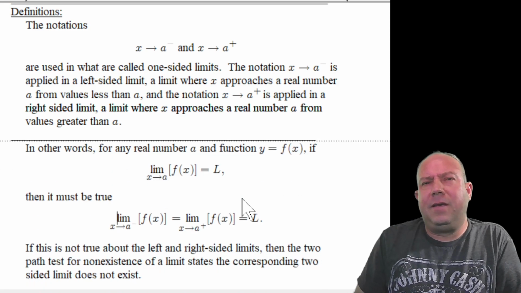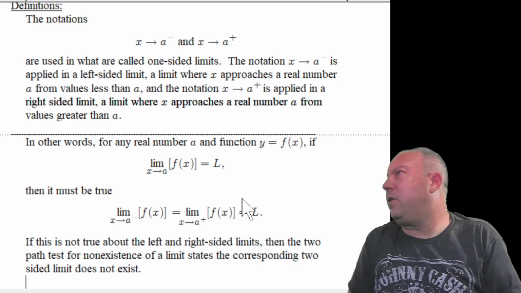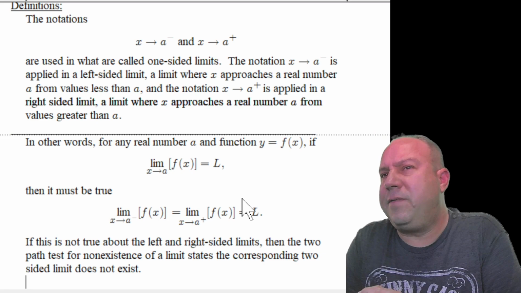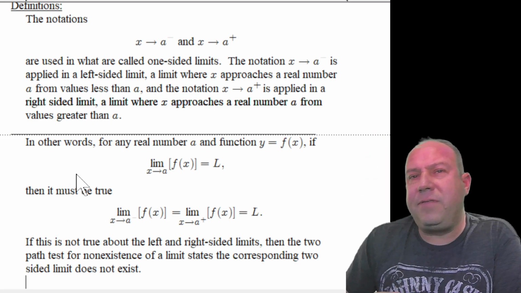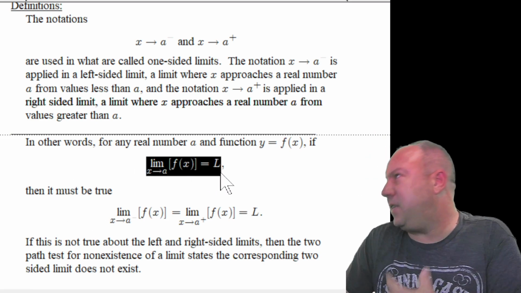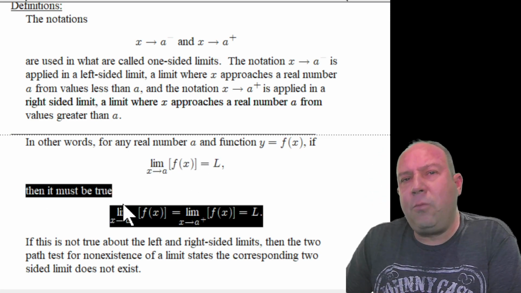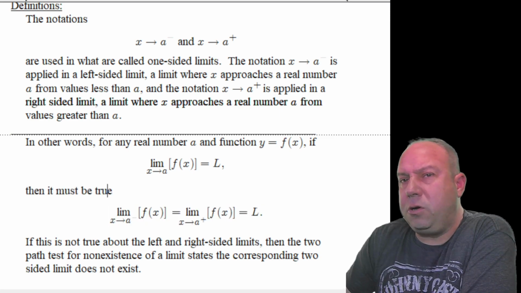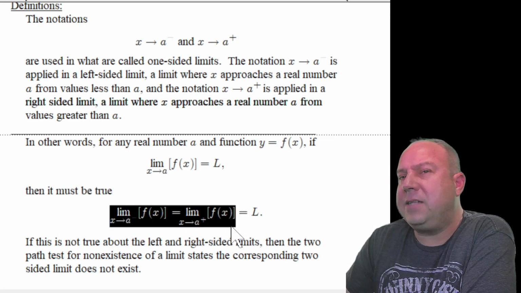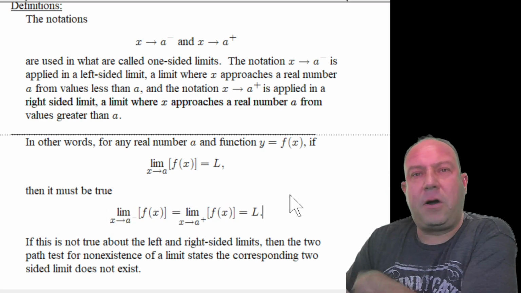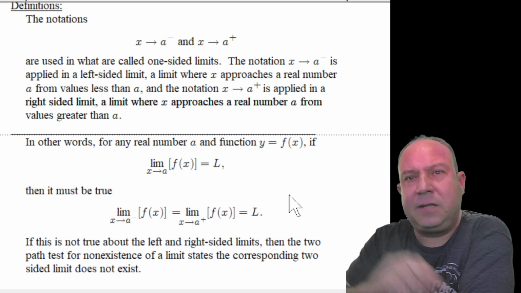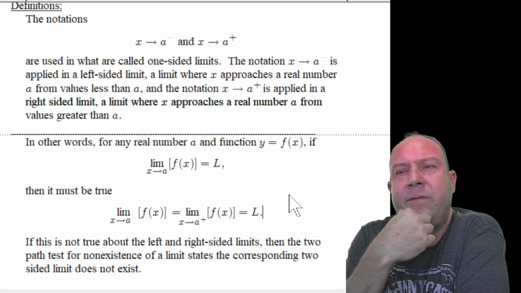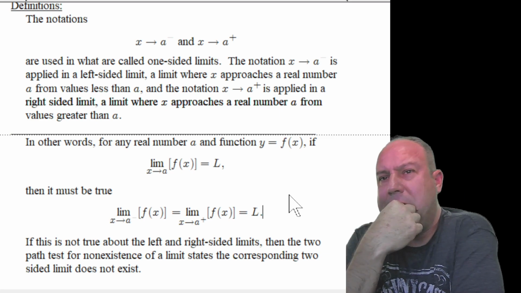In other words, if we think about what that implies about our limit, for any real number a and function y equals f of x, if we have the limit as x approaches a for f of x equal to the value of L, then what must be true is that both the left and the right-hand side limits for that function, at that corresponding location of a, must also themselves be equal to the value of L and equal to each other.